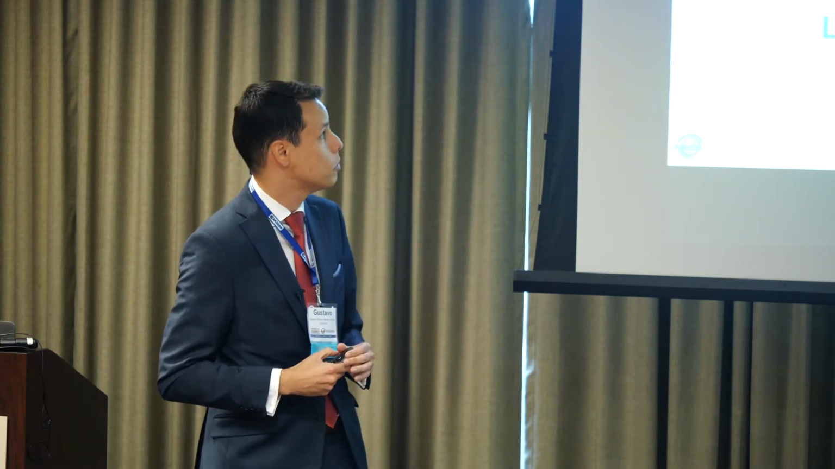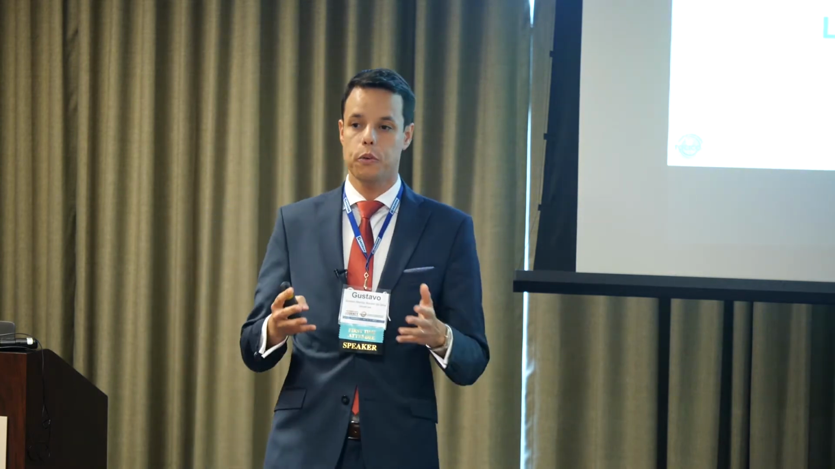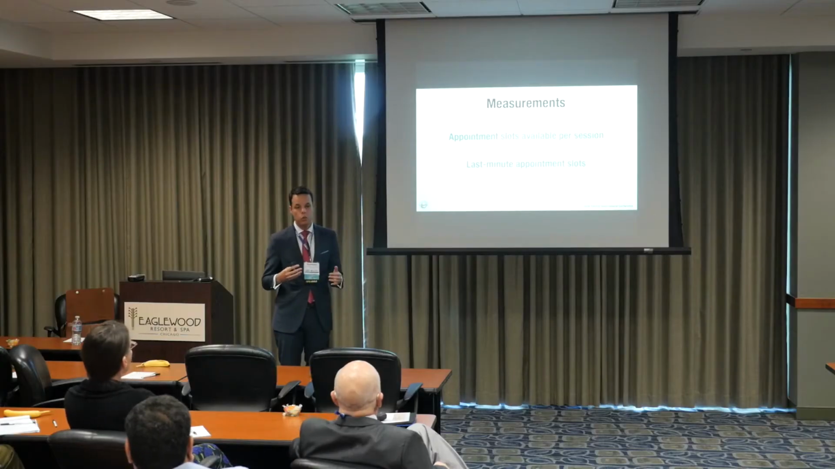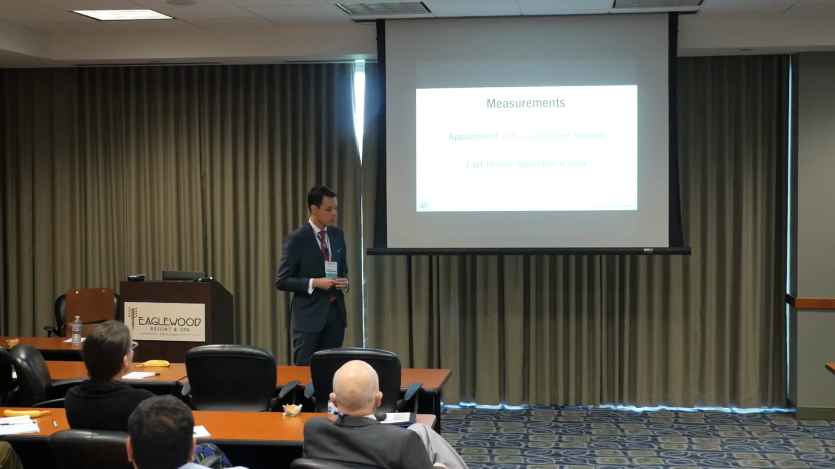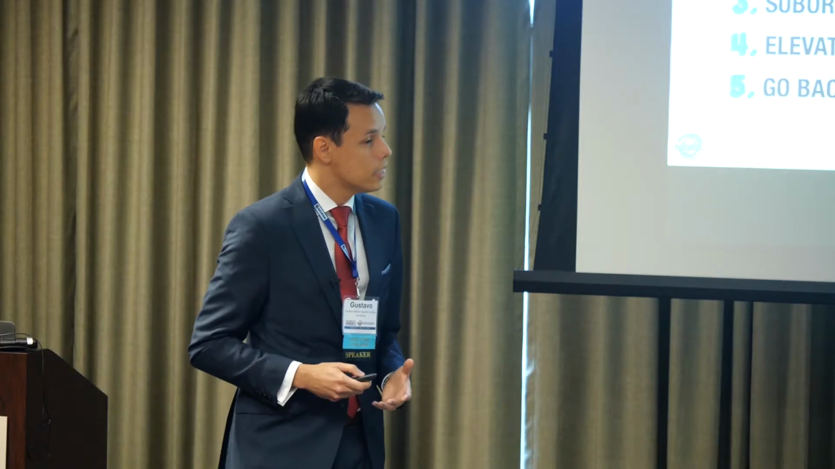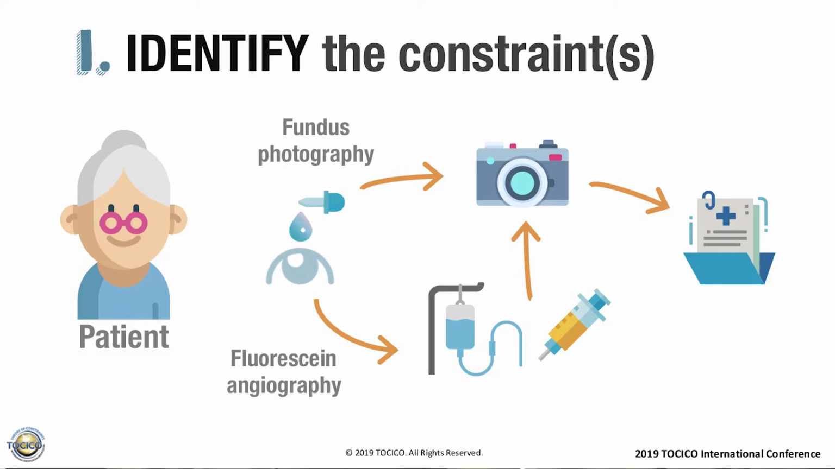So, what were our measurements? These were our measurements. I didn't use throughput accounting. I just measured how many patients we were able to attend. We used the appointment slots available per session and the last minute appointment slots. It was not used to the patient for us to have a no-show. So I used these. Then I used the five focusing steps to achieve our desired results. So let's see how I did it.